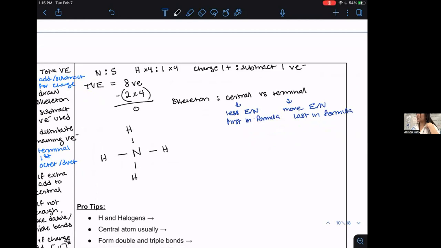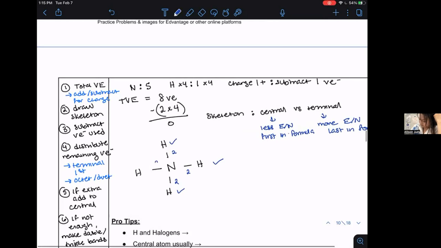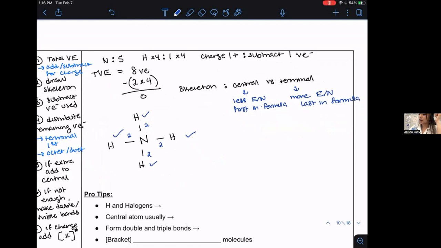Now I need to look at it and ask, did the way I distributed get me to what I want, which is either the duet rule for hydrogen or helium, or the octet rule? Hydrogen has access to these two, hydrogen has access to these two, and these two. Now I need to look at the central atom, because we take care of the outers first. Did the way I distributed give my central atom, which is not hydrogen, so it needs an octet, access to 8? And I do see that I have 8 access: 2, 4, 6, 8. So nitrogen gets access to 8 through purely sharing means.